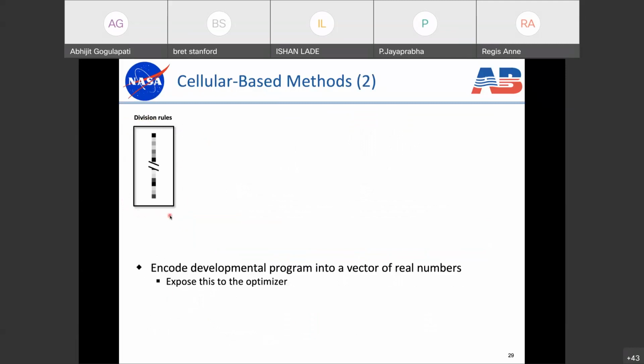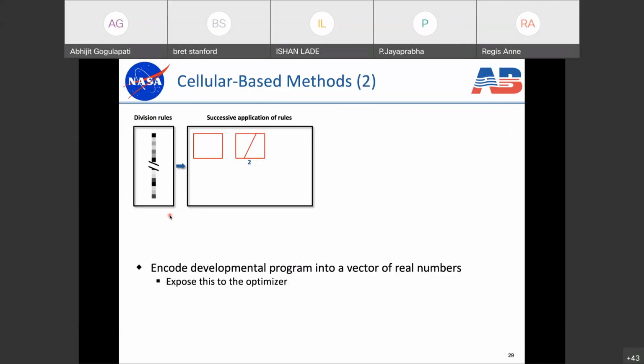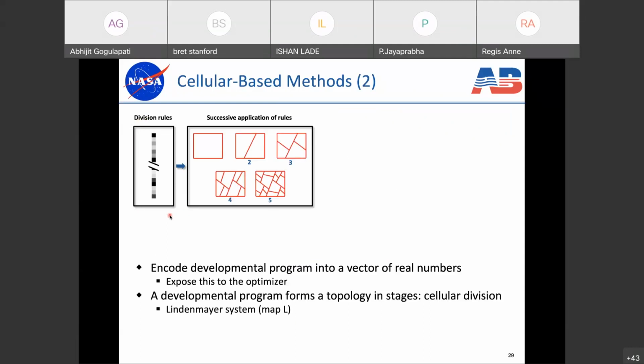So these are the design variables, and that set of rules, when it's quote unquote compiled and executed, is going to tell us how to take a cell structure, and then after successive application of those rules, subdivide it into a bunch of smaller cells. It'll tell us maybe to subdivide like this once, and then subdivide again into 4, and then 8, and then 16, and so on. And so this forms the topology for us in stages using cellular division.